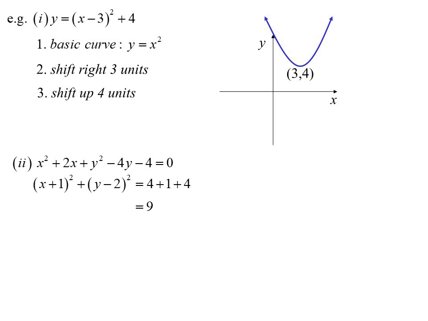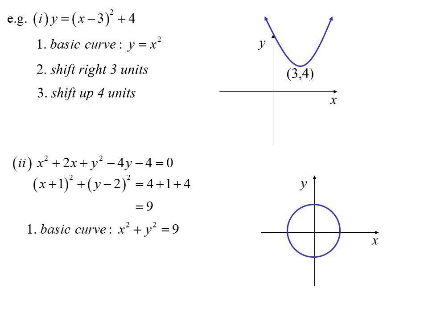We also do the same with the y. Half the coefficient of y is negative 2, square that, we get 4. So I'll put 4 on the other side, but I'll also move over that negative 4. So all the constants are on the right hand side, which equals 9. So I now can see it, and I recognise that to be our circle. The basic curve is x squared plus y squared equals 9. So we've got a circle of radius 3 units.